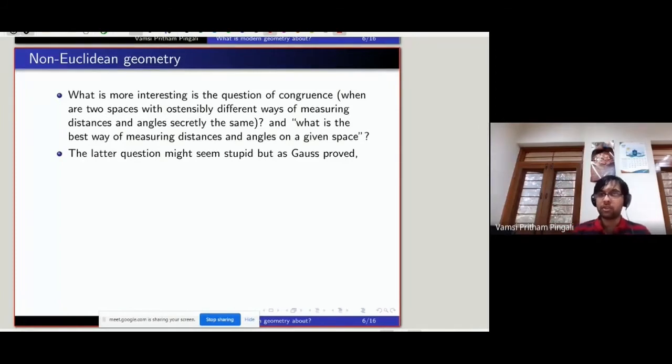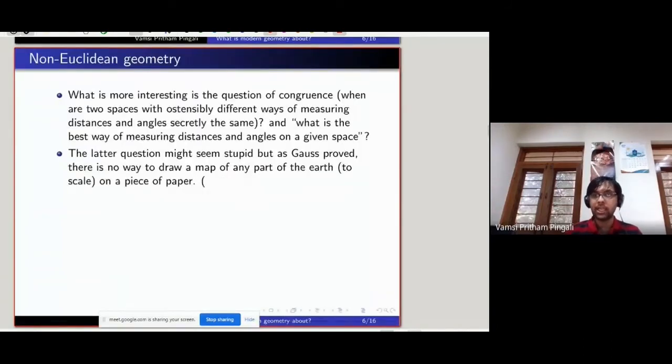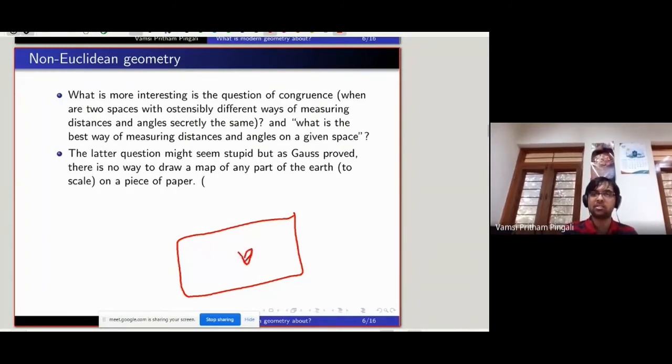As Gauss proved, there is no way to draw a map of any part of the earth, even say a map of Bangalore or Calcutta or whatever, to scale on a piece of paper. If I give you a piece of paper, you might see in your atlases in school a map where India is one tiny little V here, Australia is a tiny blob, Russia is huge. You have South America, North America, Africa, right? You might say that, okay, I've managed to draw a map of the earth, right? The problem is this is not to scale.